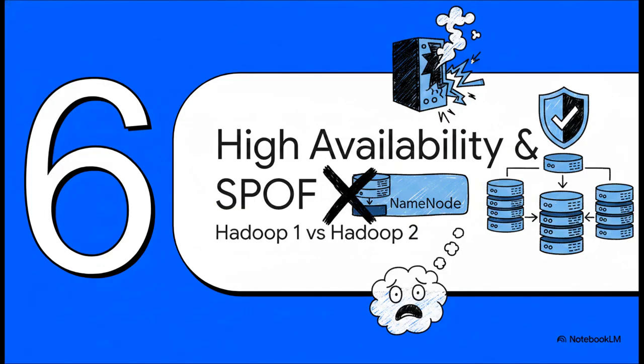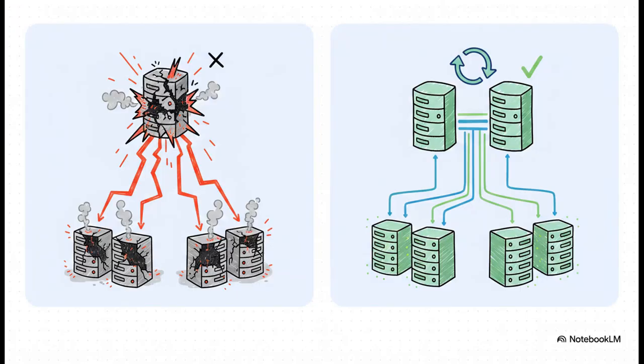Which brings us to our final section, 6, high availability and SPOF. So what actually happens if the manager entirely crashes? Well, in the original architecture, which we call Hadoop version 1, the system actually had a single point of failure, or SPOF. Because the secondary name node couldn't take over, if the main name node failed, the entire HDFS system went down with it. Completely catastrophic.